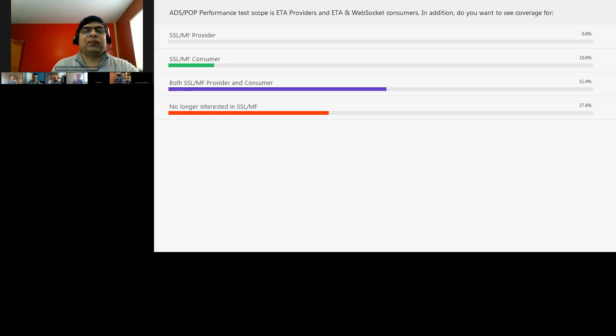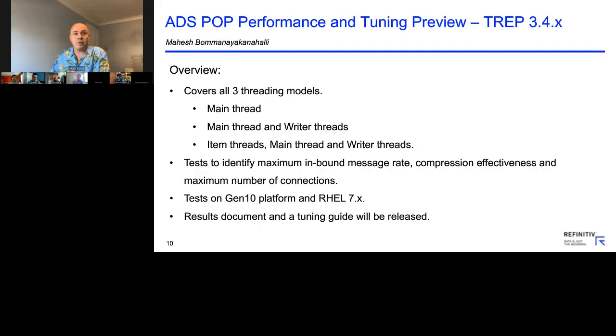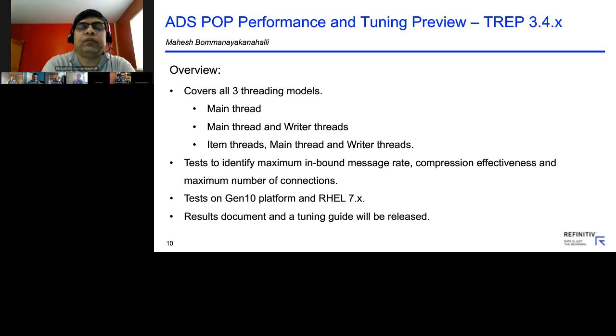Okay. All right. Thanks for that, guys. We'll switch over to your slide now, Mahesh, which is the preview slide. Yes, thank you, Matt. So as part of this ADS POP performance and tuning guides that we are working to release this quarter, we will use our reference platform as the Gen 10 with Red Hat 7.x. We released a document last year for TREP 3.3 with the same platform that focused on the RRMP, ADH, and ADS. So that will give a good reference for this work as well.